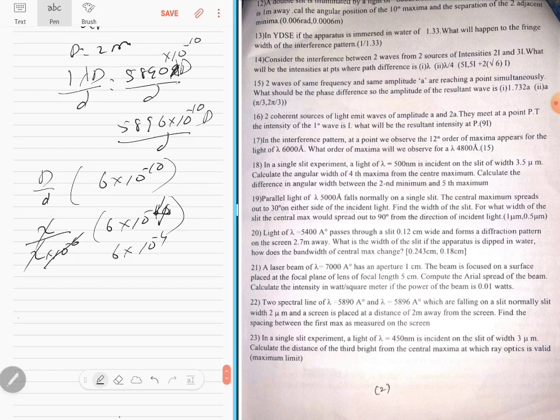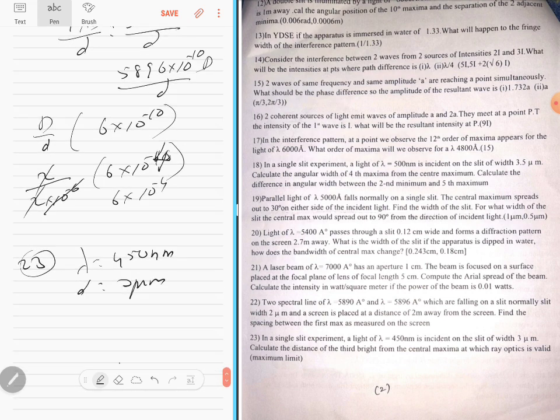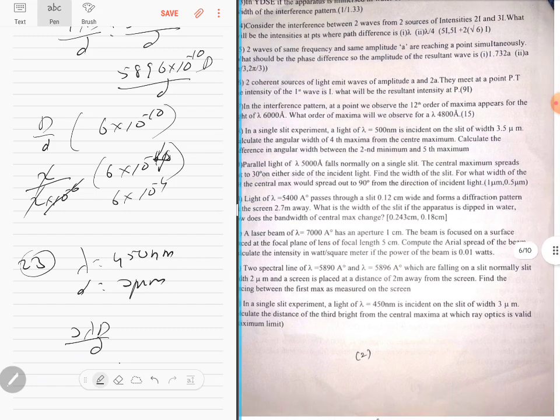Let's go to the next question, 23rd. The single slit experiment. They say single slit, which means it's diffraction. I hope I'm recording. Yeah. The lambda is equal to 450 nanometer, and the slit width is given to be 3 micrometer. Calculate the distance of the third bright fringe from the central maxima, which is 3 into lambda into capital D by small d, at which the ray optics is valid. What?